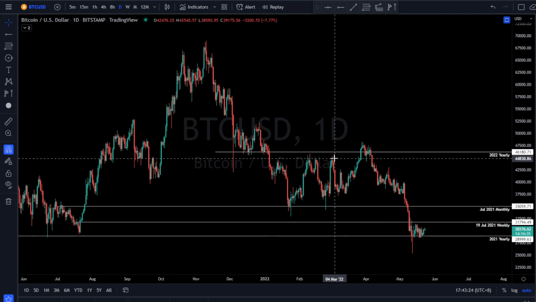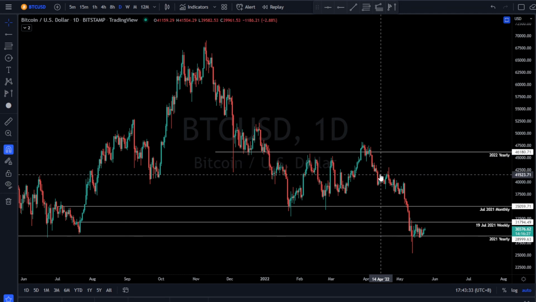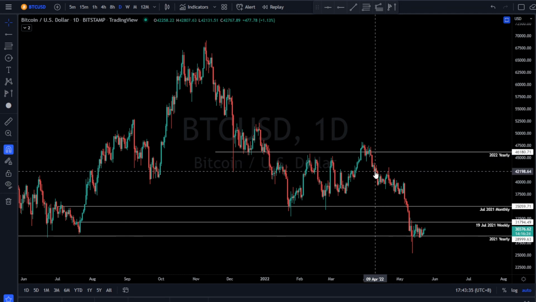Okay, so that's about it. When used together with other tools, support and resistance levels can provide very clear trade setup entries. Okay, so there you have it. That's how we draw support and resistance levels.